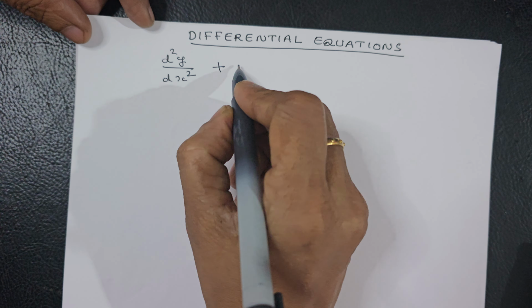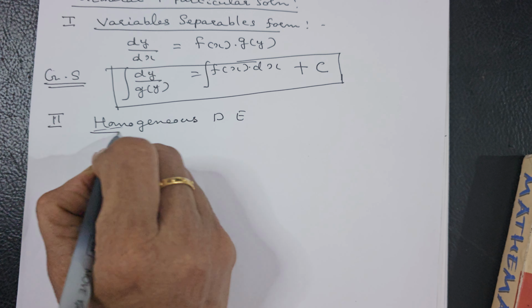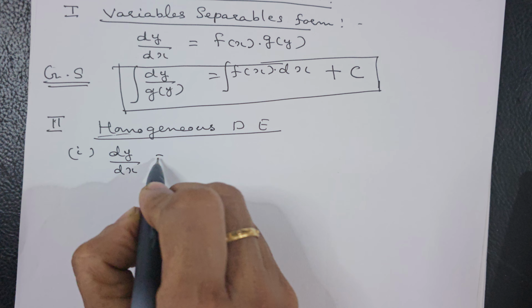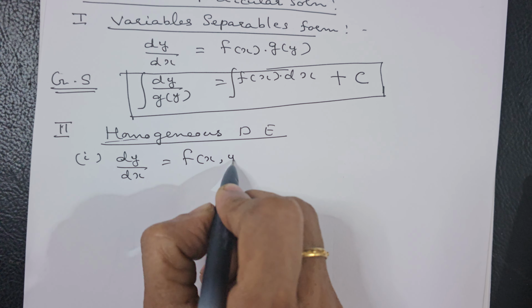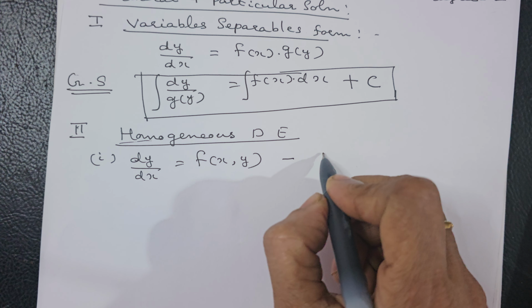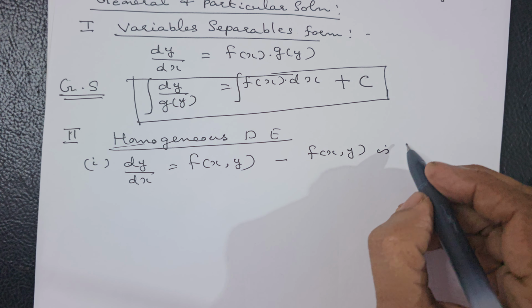Now, we go to the second type of differential equation, called the homogeneous differential equation. There are two types of homogeneous differential equations. In that, the first type is dy by dx is equal to a function of x comma y, x and y combined. But this f of x, y is something special. f of x, y is a homogeneous function, a homogeneous function of degree 0.